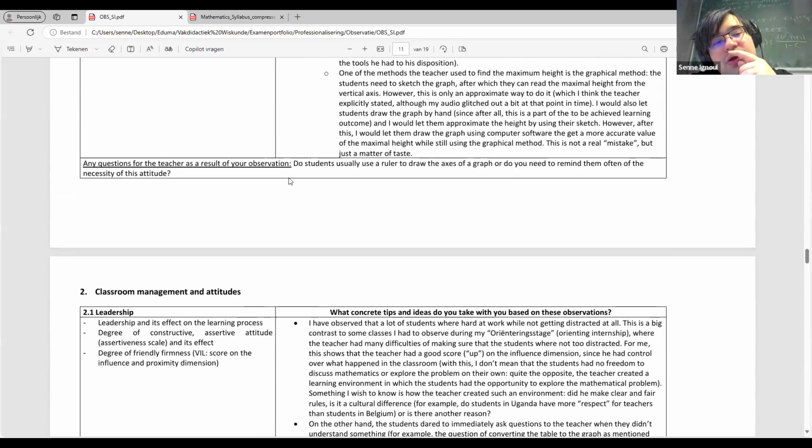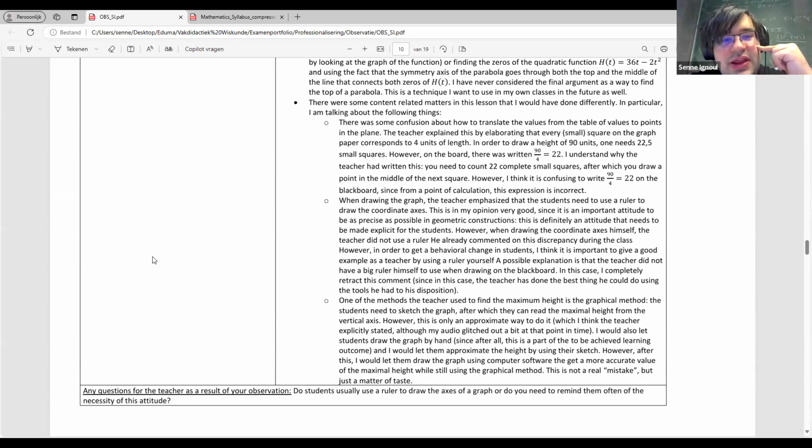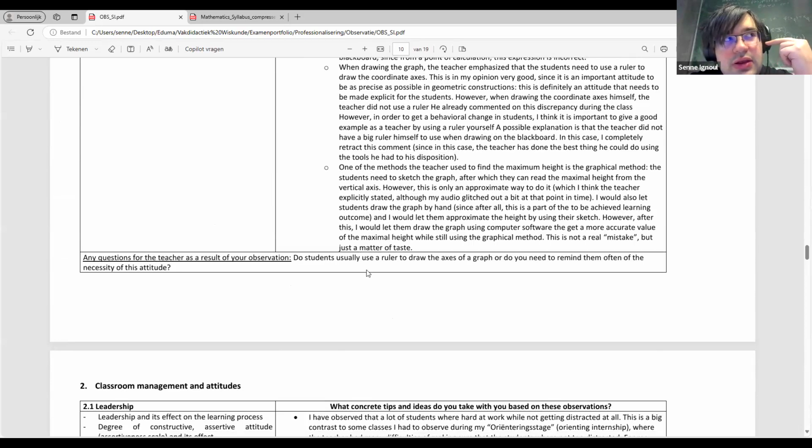It's maybe a specific thing, but it was based on what I've written down here. Do students usually use a ruler when they draw the axis of a graph? Because you emphasize it during your class, but is it difficult for them to learn that attitude to use it? Because I know in Belgium it sometimes takes a while before students do it on their own.